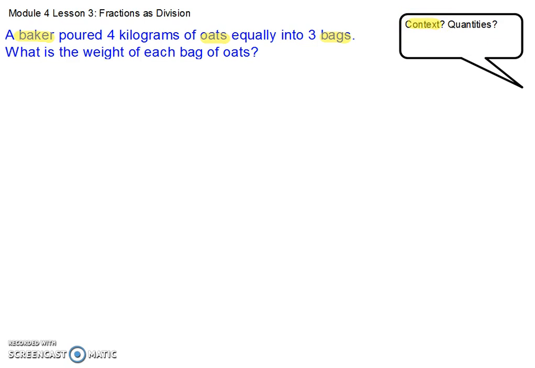And then we want to take a look at the quantities. And we will show quantities with red. And the quantities we have here are 4, and what that 4 means is kilograms. And then we want to take a look at the 3 and ask ourselves, what does that quantity mean? And it also means bags.